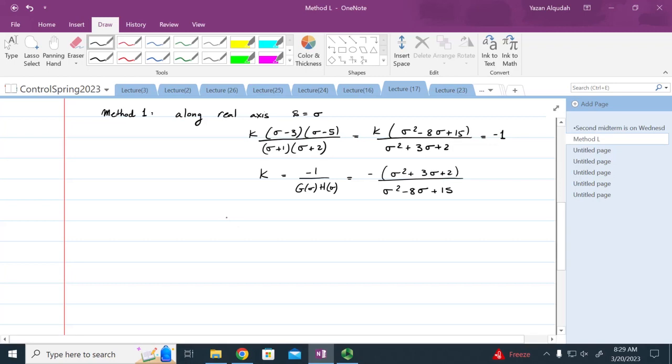So then we're going to take dk by d sigma, and we're going to set it to 0. So we're going to take the derivative of this value, which is going to equal 11 multiplied by sigma squared minus 2 multiplied, minus 26 multiplied by sigma minus 61 divided by sigma squared minus 8 sigma plus 15, all squared.